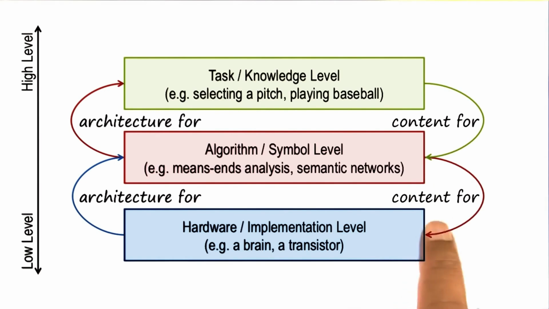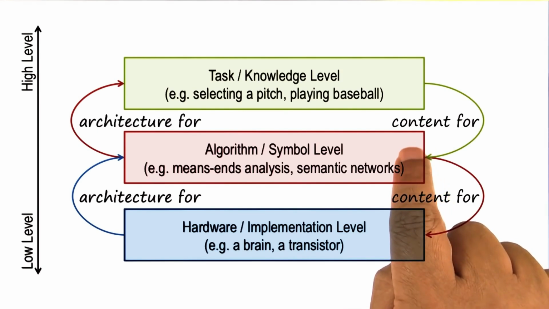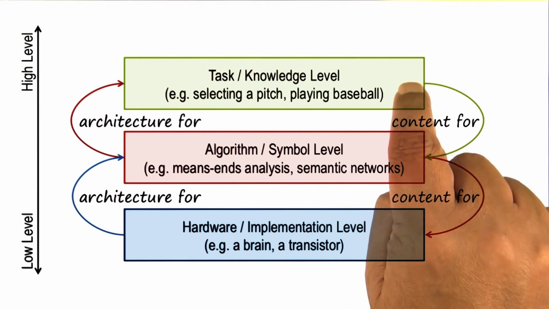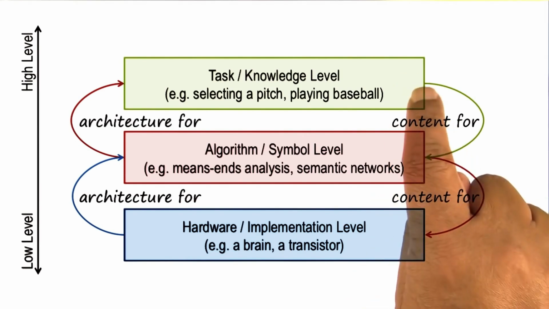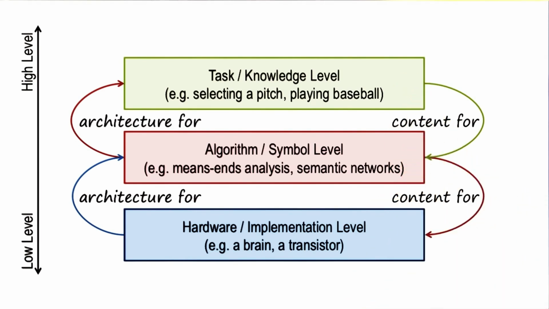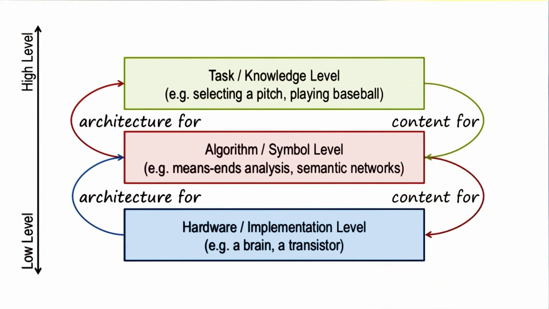In the other direction, if we know what kind of hardware we have, that imposes constraints and provides affordances for what kind of algorithms and knowledge representations can be there, which then provides affordances and constraints for what kind of tasks can be done and what kind of knowledge can be used. In this class, we'll be concerned mostly with the top two layers, although I'll allude occasionally to the third layer as well. A lot of work in AI is at the top two layers of abstraction.